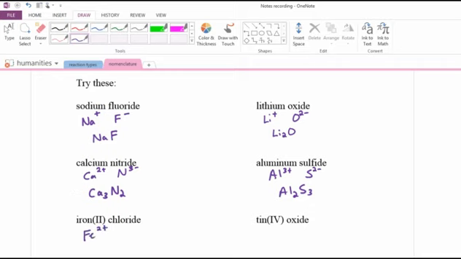Iron 2. These metals with variable charge are actually easier now because we don't have to look any further than the Roman numeral to know the charge. Chloride is a -1. Crisscross charges, and that's what we've got.